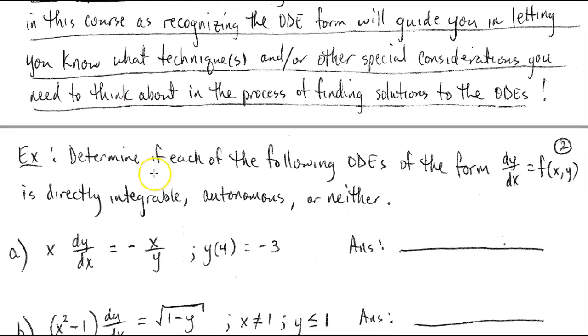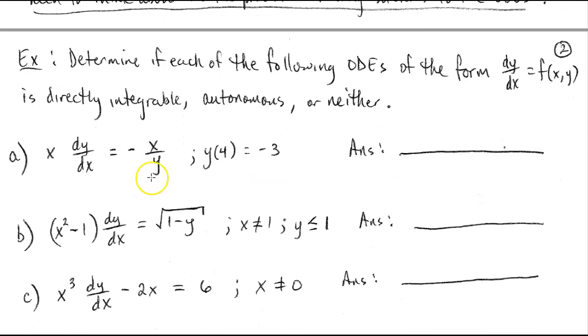All right, so let's go through an example here of looking at several different types of ODEs, and let's see if we can actually recognize if they are directly integrable here, or autonomous, or neither, meaning neither autonomous nor directly integrable. Okay.